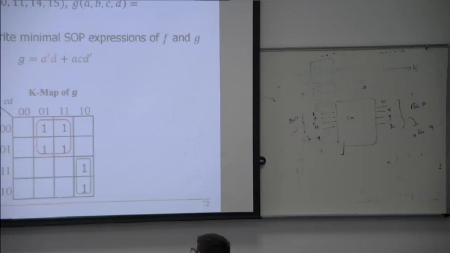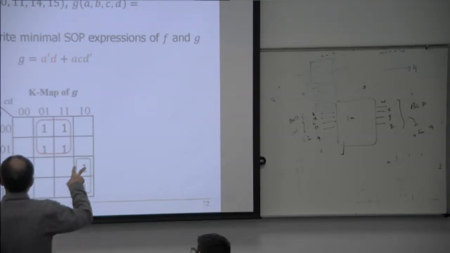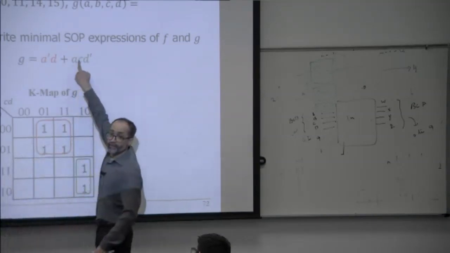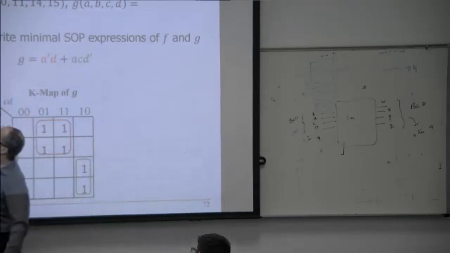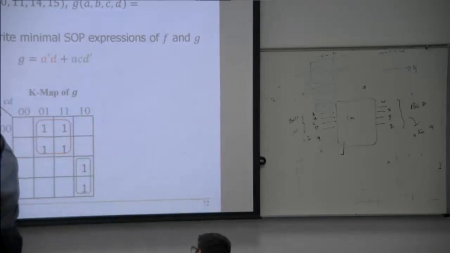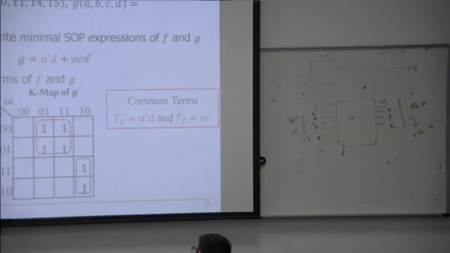A bar D. Can you see here? In this expression we have A bar D, and in this expression, A bar D. And then AC is common. Now extract a common term for F and G. So can we write it like this? What is T1? This is A bar D. What is T2? AC. These are common.